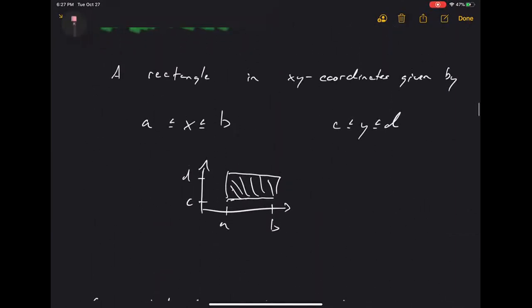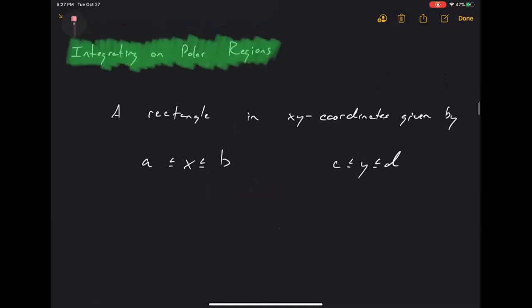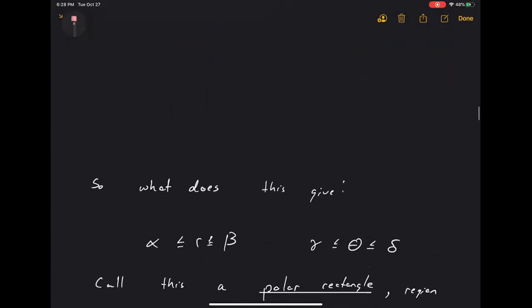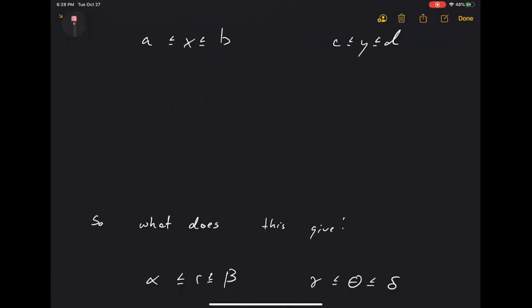Okay. Now forget about the picture for a second and just think about these bounds, right? x is greater than or equal to a and less than or equal to b. y is greater than or equal to c and less than or equal to d. What if we did the same thing for polar coordinates?